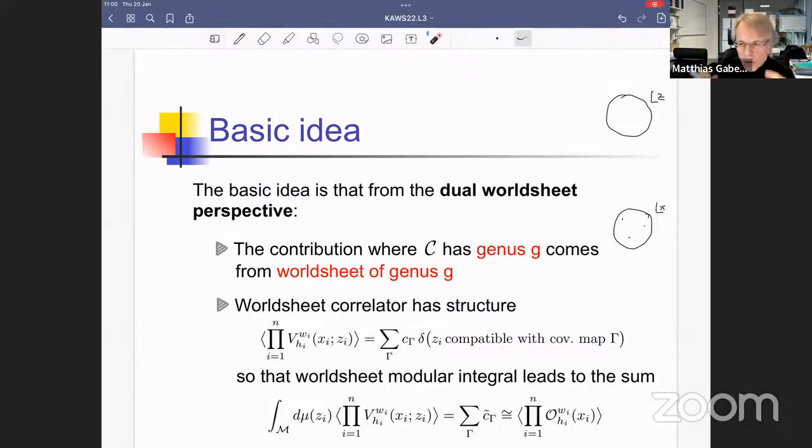So that's the idea of what this picture suggests. At the moment I've started from the symmetric orbifold, and I'm making a prediction for what the world sheet theory should do, and then we are going to check whether the world sheet theory does what it should. But what this train of thought suggests is that the world sheet correlators should basically be sums over covering surfaces. If you fix the genus, then you're only going to get the covering maps corresponding to that genus covering surface. But the correlator should be proportional to a delta function, where the zi are fixed by the condition that they are compatible with the holomorphic covering map, so that when you do the integral over the z, you just get the sum over the covering maps.